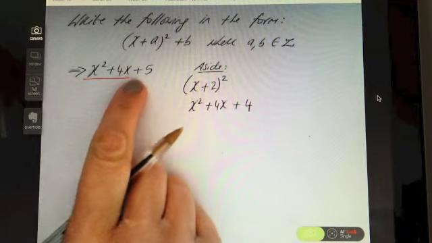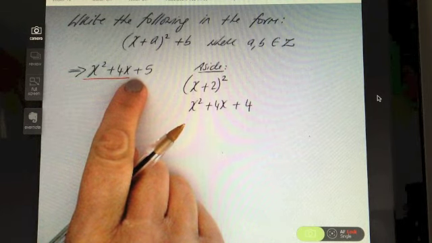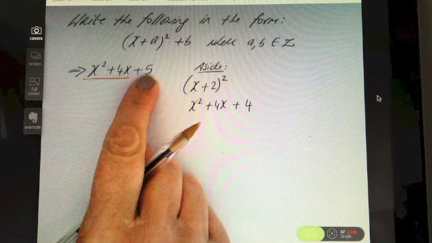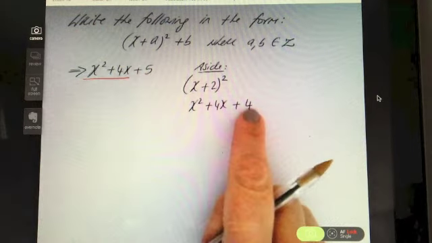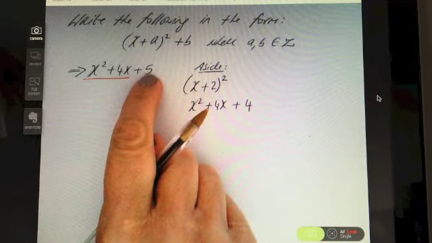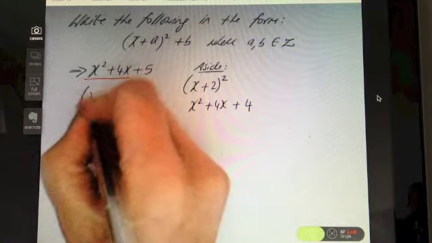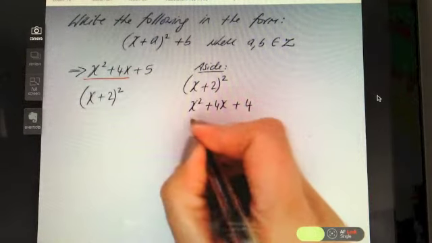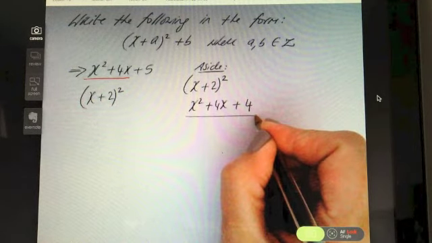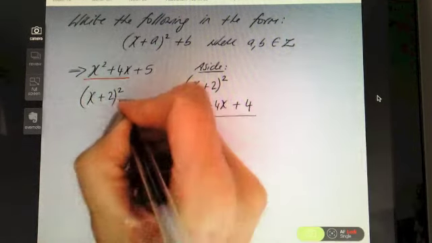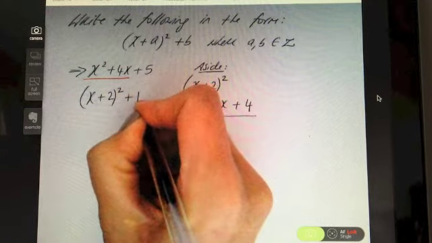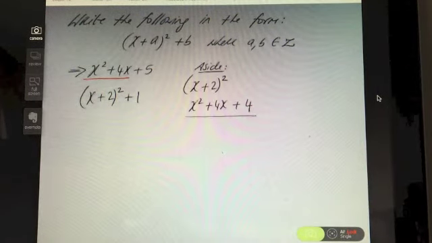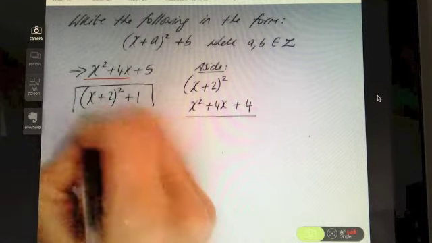Now that's very close to what I have here. The only difference is I need to, of course, add on an extra 1. I don't want a plus 4, I want a plus 5. So I can write this as the expansion of x plus 2 all to be squared. And if that gives me x squared plus 4x plus 4, all I need to do then is add 1 extra on. So the 4 plus 1 will make the 5 here. So that's the answer I'm looking for.